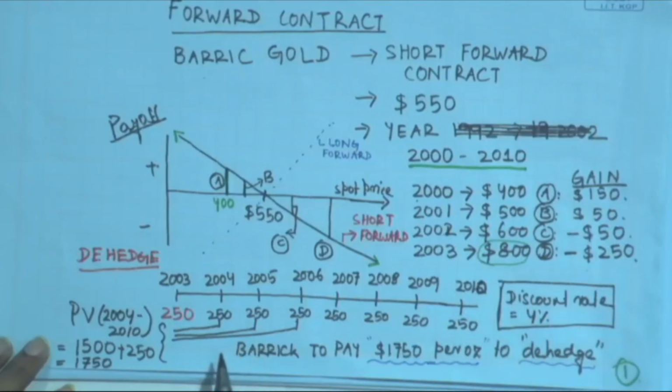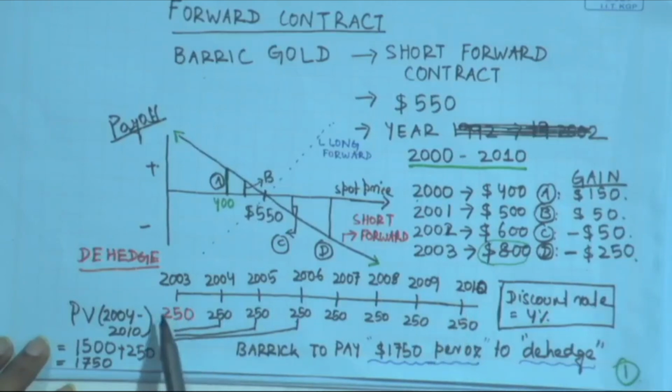as if the gold price is going to be at $800. So if gold price is going to be at $800, the loss is going to be $250, $250, $250, $250, so 2004, 5, 6, 7, 8, 9, 10. For the remaining so many years, Barrick Gold's loss as of today is $250 for each year during 2004 to 2010.